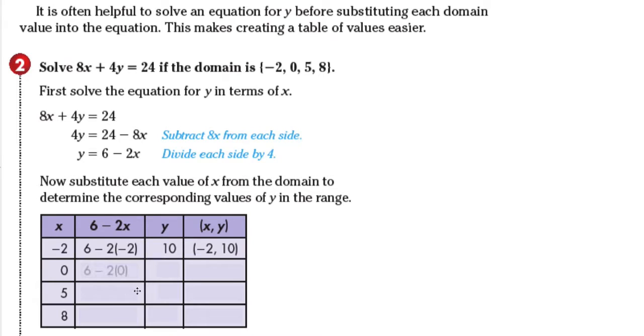If x were equal to 0, that would be 6 minus 2 times 0, or simply 6. Our ordered pair would be 0 and 6. If x is equal to 5, that would be 6 minus 2 times 5, so the value for y will be negative 4. Our ordered pair would be 5, negative 4. If x is equal to 8, then that would be 6 minus 2 times 8, and that would be negative 10. So it would be 8 and negative 10.